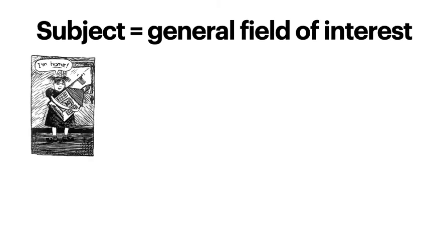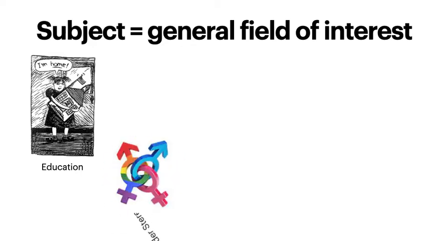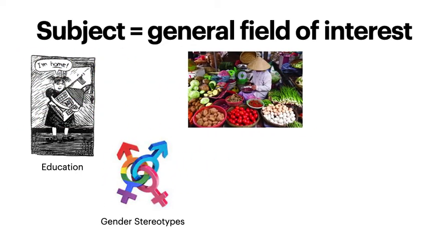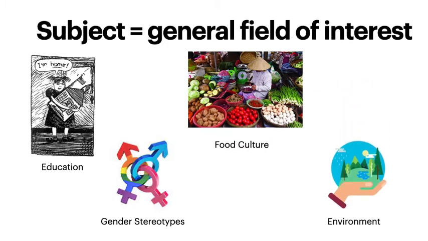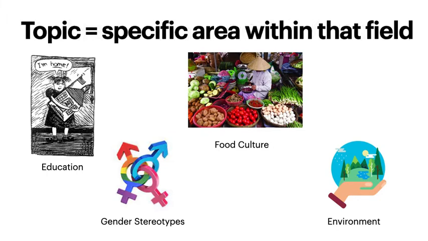A subject is a general field of interest, so things like, these are some things I'm interested in: education, gender stereotypes, food and culture, and the environment. And these are all great subjects, but they're too broad for this class for this semester. So instead, you want to narrow it down to a specific topic, a specific area within that field.